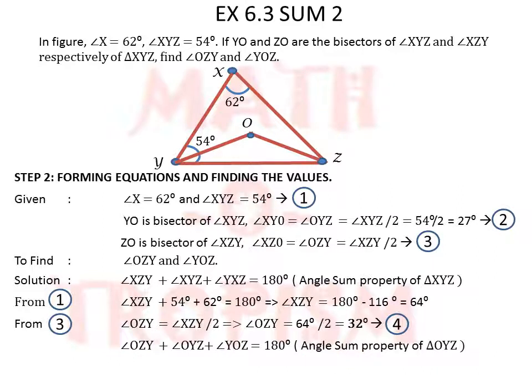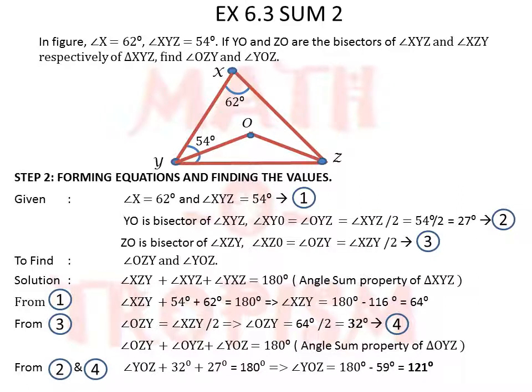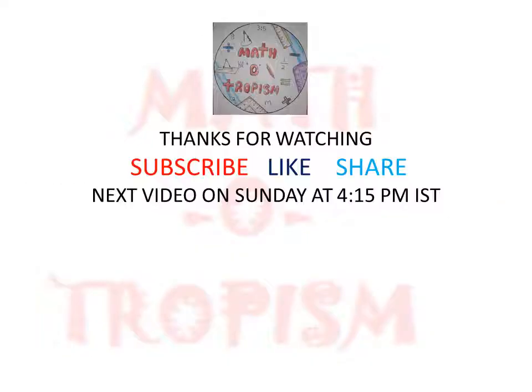Now again, we know angle OYZ and we know angle OZY. So we can find angle YOZ from the angle sum property of the triangle OYZ. So angle OZY plus angle OYZ plus angle YOZ is equal to 180 degree. From equations 2 and 4, if we substitute the values, we get angle YOZ plus 32 degree plus 27 degree is equal to 180 degree, which implies angle YOZ is equal to 180 degree minus 59, which is equal to 121 degrees. So in this sum we have directly used the angle sum property in both the cases for finding both the angles.